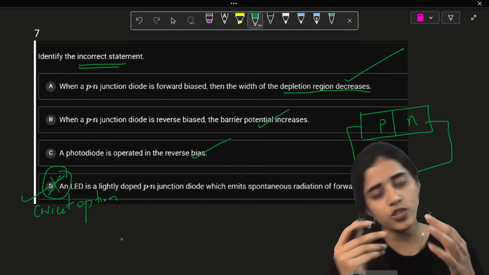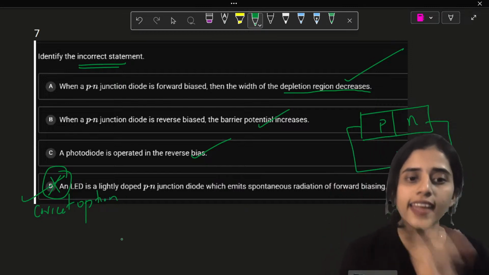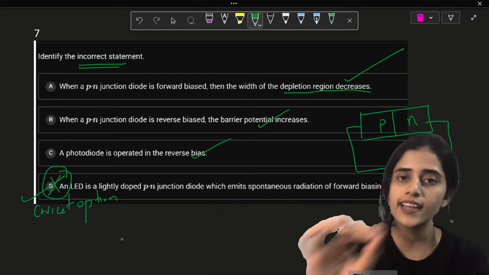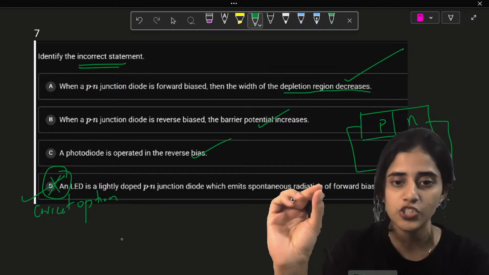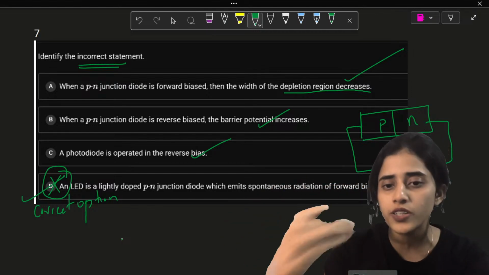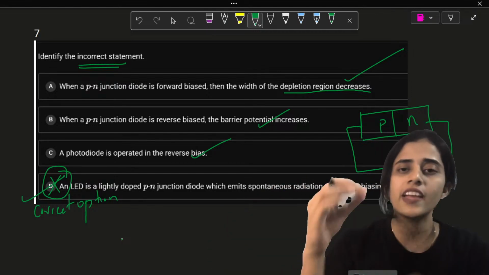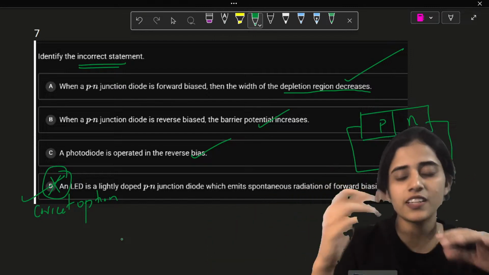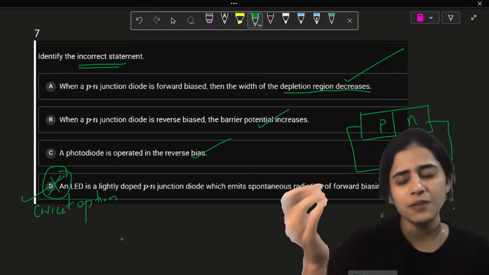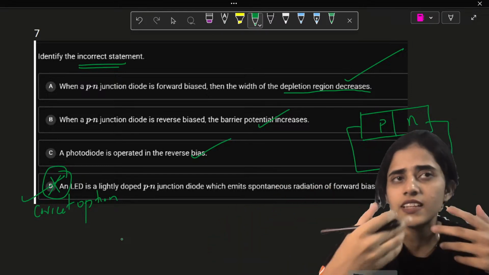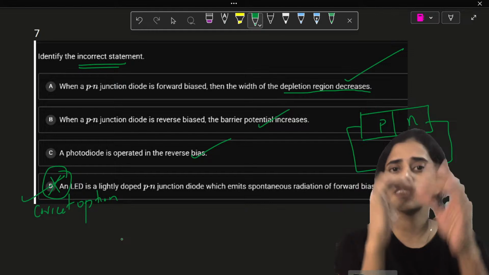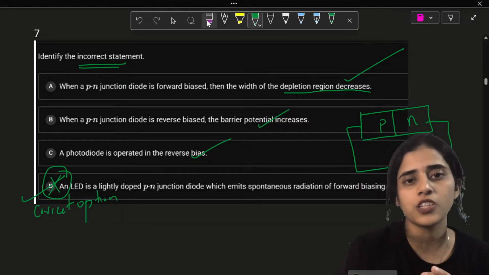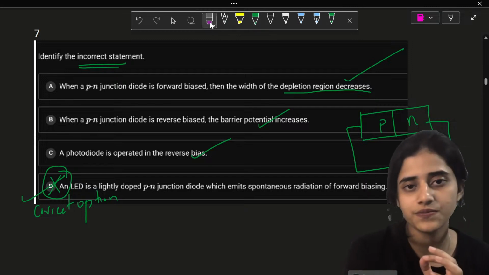Okay, so now let's look at why it is the correct option. An LED is a lightly doped PN junction. There itself it's wrong. An LED is a heavily doped PN junction which emits spontaneous radiation. Every time an electron and a hole recombines, it produces a radiation. Some people say it's spontaneous, but it occurs as a result of this recombination and it is heavily doped. So definitely the option is option D.